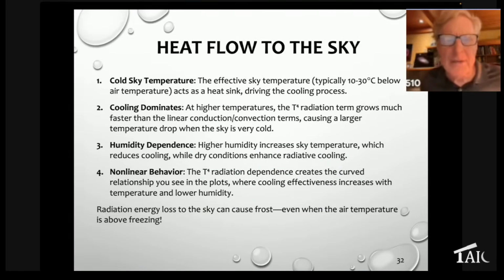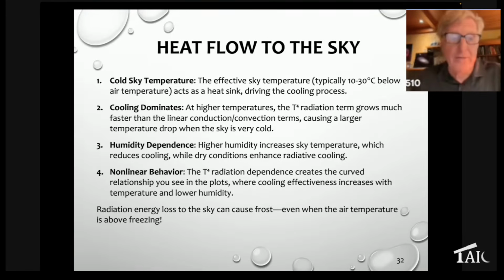And so when we talk about heat flow to the sky, it's kind of a busy slide, so let me just run through it real quickly. The cold sky is very cold, typically 10 to 30 below, as we've said. It acts like a big heat sink, driving the cooling process. And at higher temperatures, that T to the fourth radiation term grows much faster than the linear conduction and convective terms, which causes a larger temperature drop when the sky is really cold.